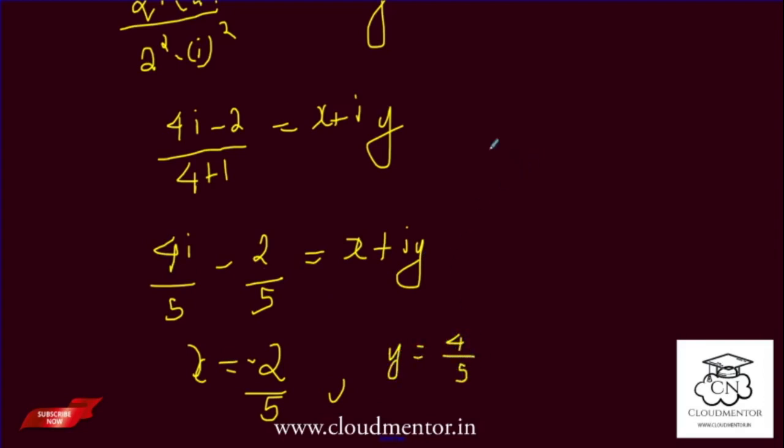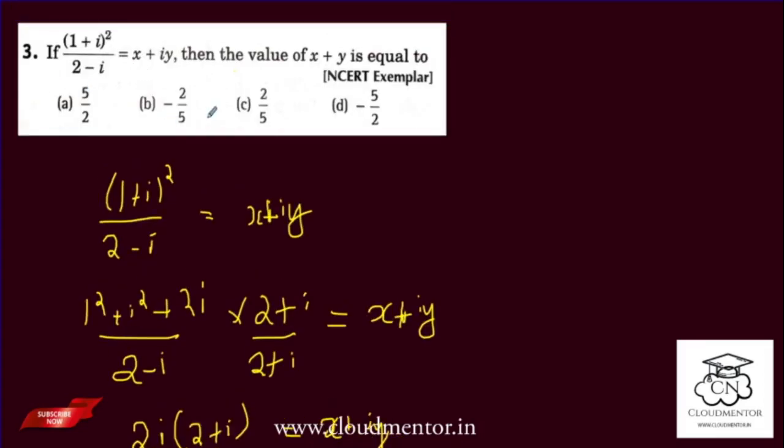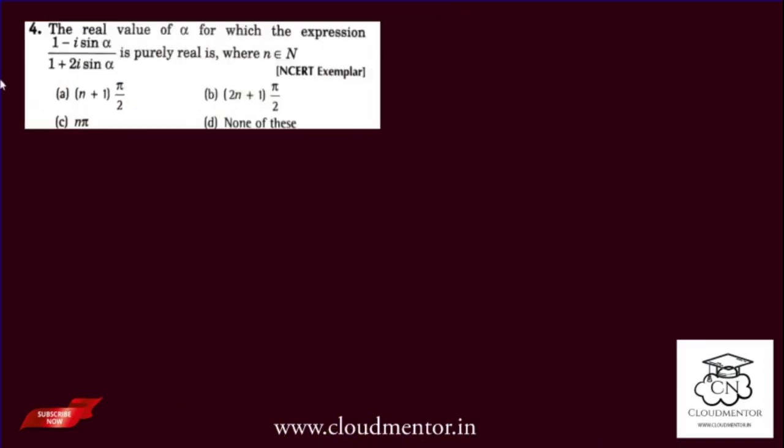So x plus y is the required answer. So x plus y equals, x is minus 2 by 5, plus 4 by 5. So that will be 2 by 5. Let's look at the options. Yes, option C is the right answer, 2 by 5. Next question.